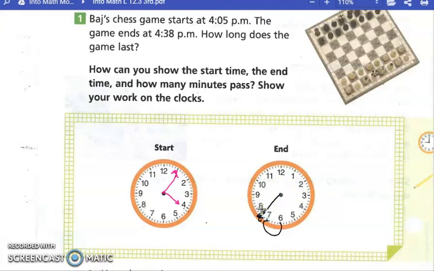Okay? Now, when it's halfway at 6, then our hour hand should be halfway between 4 and 5, right? So we're going to draw our hour hand approximately halfway, but a little bit closer to 5. Oops, that's kind of long. Okay.